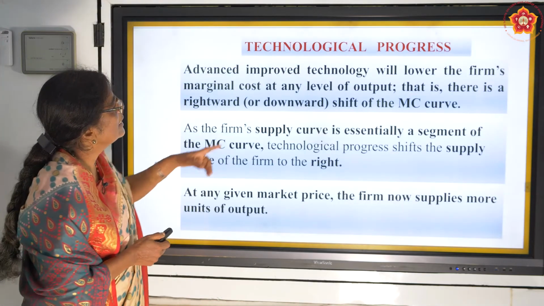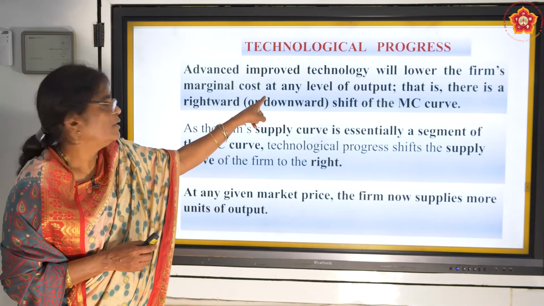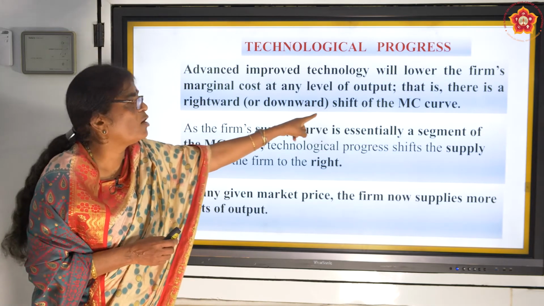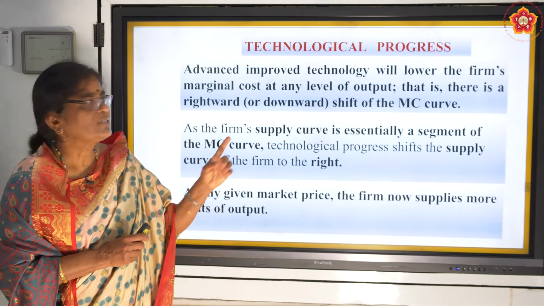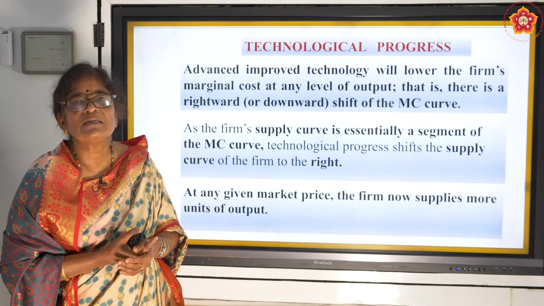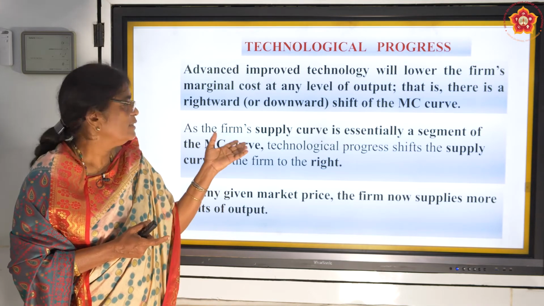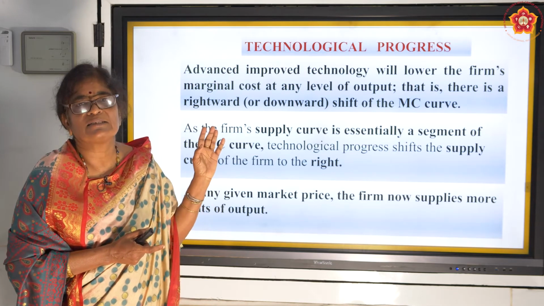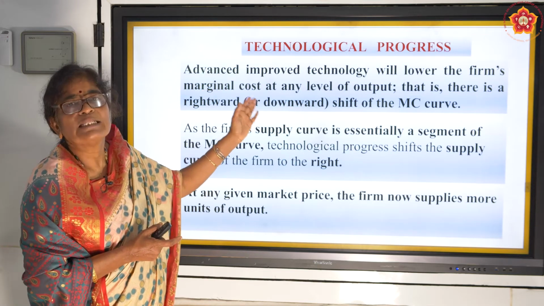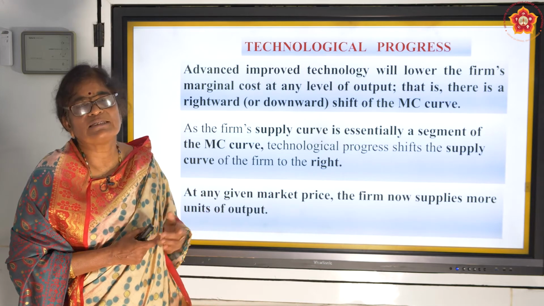The next one. Technological progress, advanced, improved technology, will lower the firm's marginal cost. Therefore, at any level of output, marginal cost will be less. Therefore, a rightward or downward shift. This is the answer, because I have given all this write-up, because this is an important question. It's a 6 marks question from the Karnataka University, Pre-University Department Board. There you have to write 20 sentences. You have to relate your technological progress with the marginal cost, then the marginal cost with the supply curve with the help of a diagram. This is a long answer question.